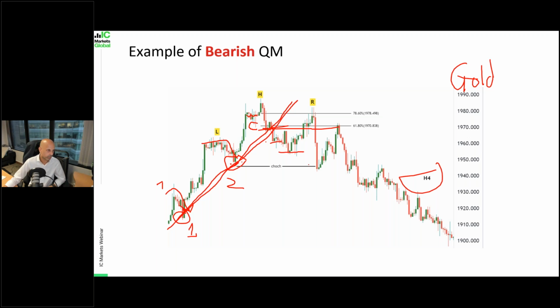I agree, this is debatable for sure, and also this is all with the benefit of hindsight, right? These examples are showing the benefit of hindsight, but when we move on to the charts later, we'll try and see how we can identify potential setups on the live charts.